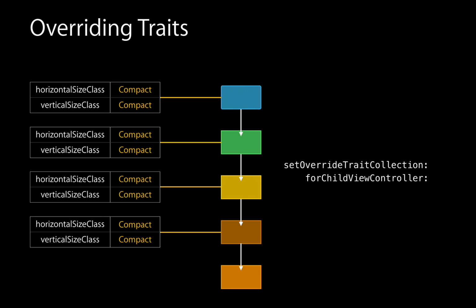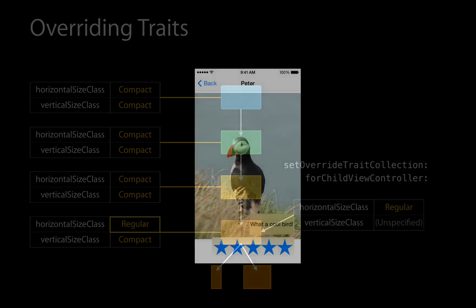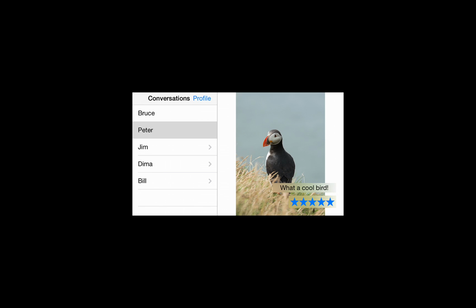This allows us to add our own trait collection to the one that's inherited by the child view controller. In this case, we'll be adding a regular horizontal size class in our trait collection, and notice that it's partially specified, so when we add it together with the inherited trait collection, our split view controller will now have a regular horizontal size class, in addition to whatever else it inherits from its trait environments. And this regular size class will cause it to show the two-column split view appearance. So what this ends up with, when we rotate from portrait to landscape, is that we'll change from 1 to 2 columns.